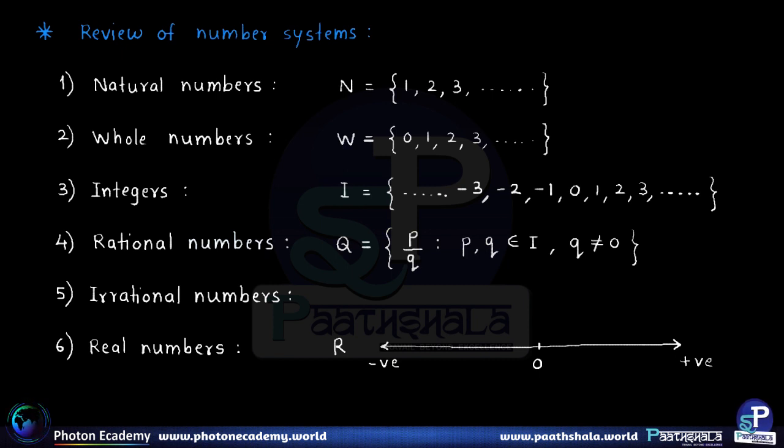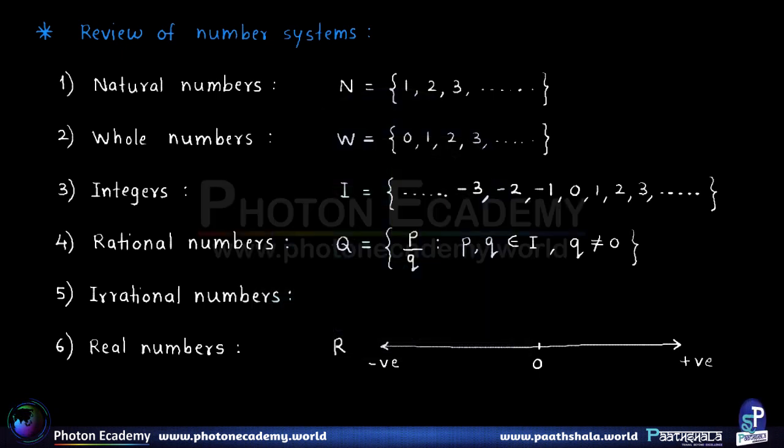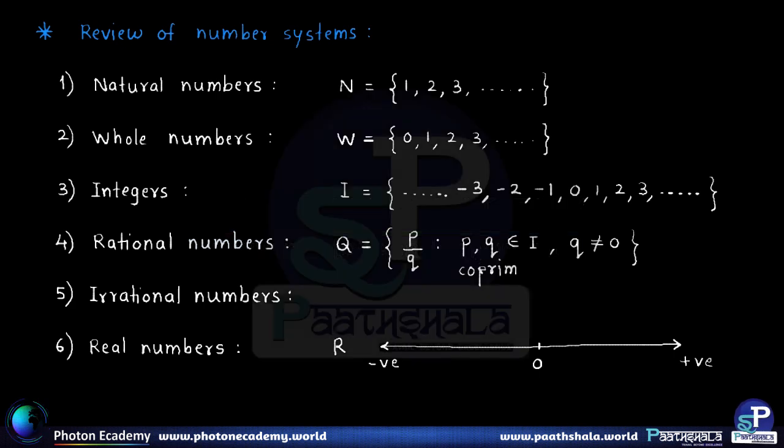Next we have the rational numbers, typically denoted by Q. They are the numbers of the form p by q, where p and q themselves are integers and q is not equal to 0, because q is in the denominator. And when we say p and q are integers, the p by q is also called a fraction, so that p and q can also be termed as co-prime to each other.